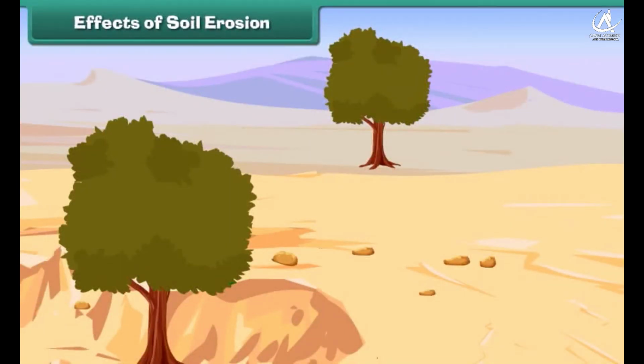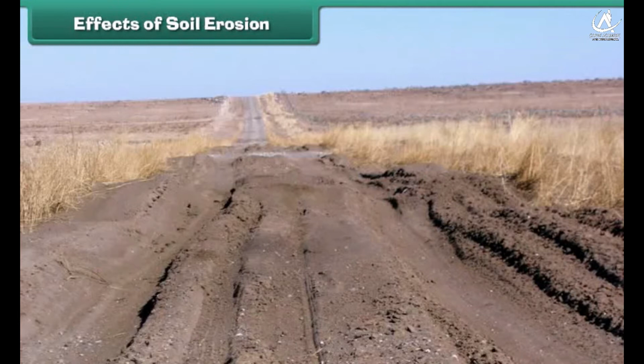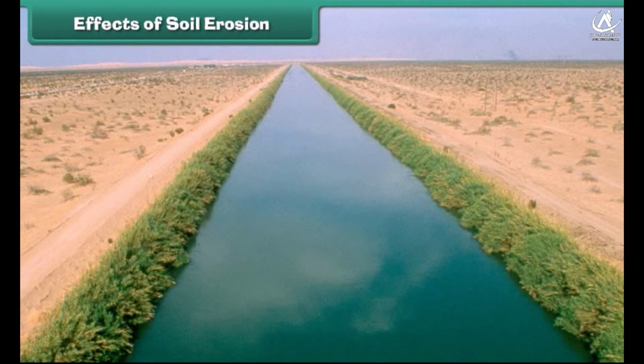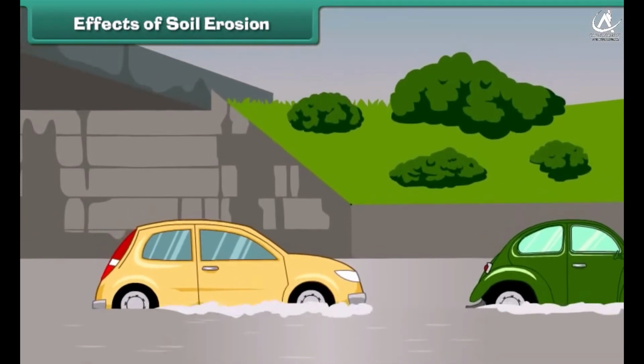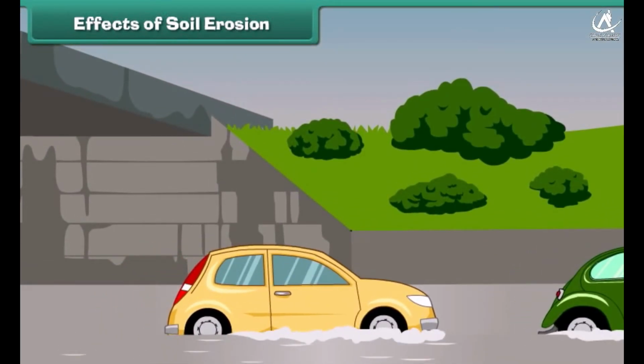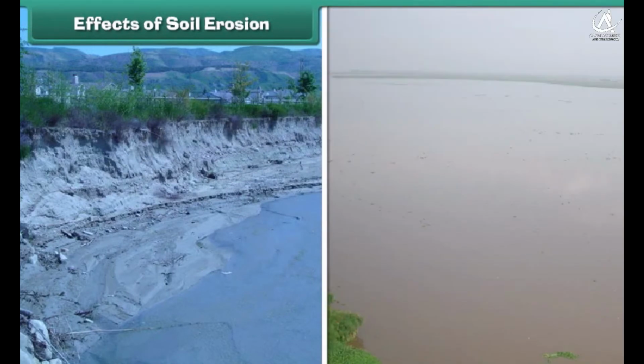Due to soil erosion, the soil shifts and accumulates on the roads and streets. This blocks driving and results in accidents. It also blocks many irrigation canals. It increases the risk of flooding. The eroded soil deposits in water resources like rivers, lakes, etc. and pollutes them.